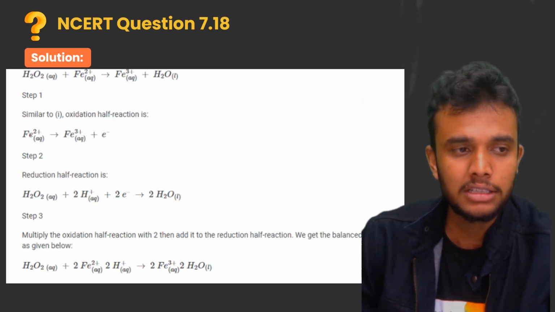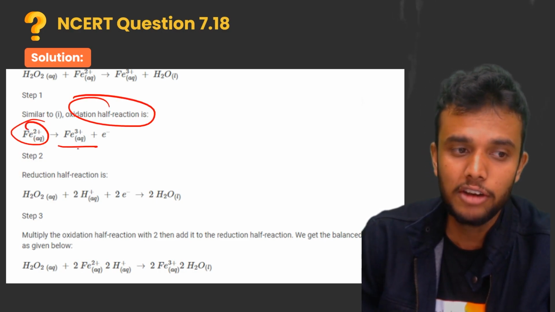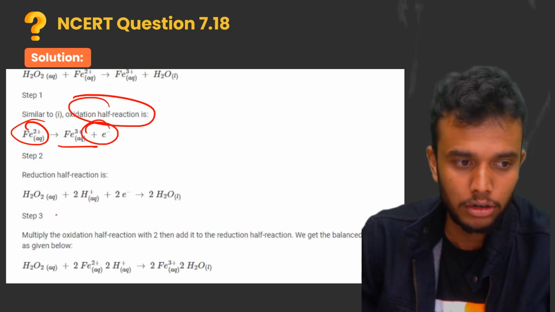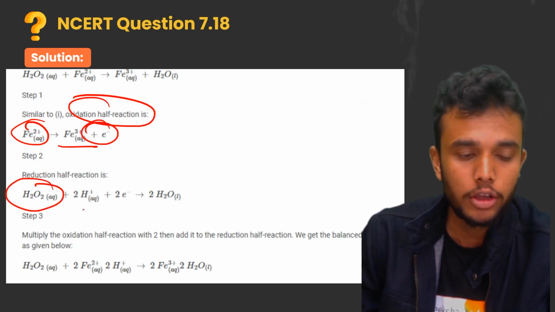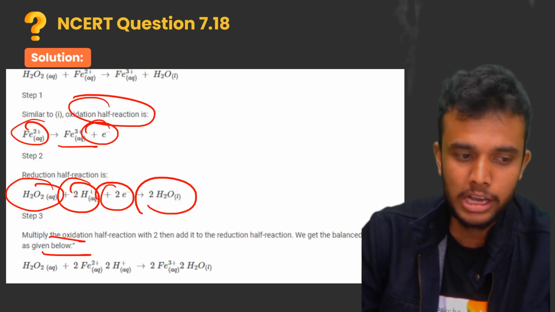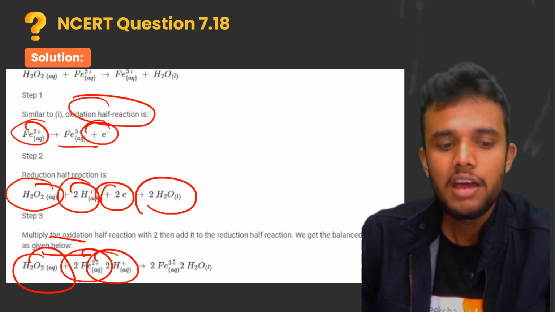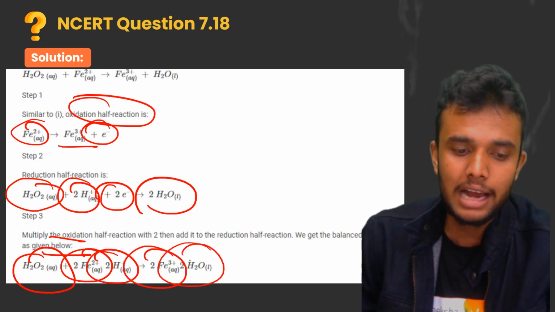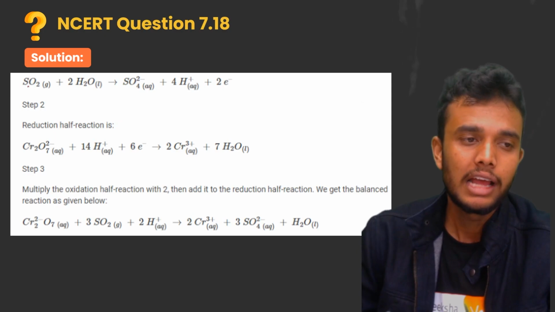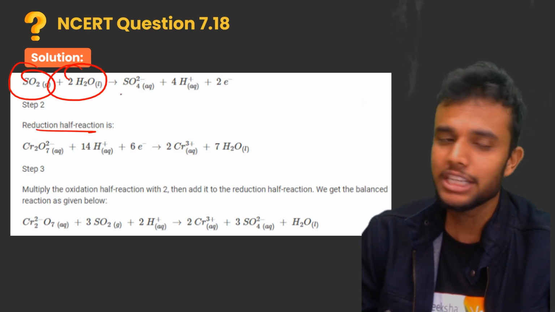Similarly, same, students. Here first write the oxidation half reaction. Iron Fe2 plus is converted into Fe3 plus, add 1 electron. Similarly, here also the H2O2 molecule, 2H plus, 2 electrons, it forms H2O molecule. Then multiply these two equations. Here H2O2 aqueous, 2 Fe2 plus, 2H plus, then it gives 2 Fe3 plus and 2 H2O molecules. Next one, SO2 molecule, 2 H2O molecule, right, students? First write the oxidation half reaction.